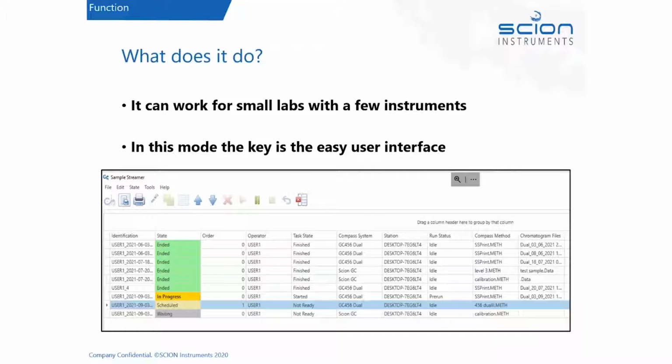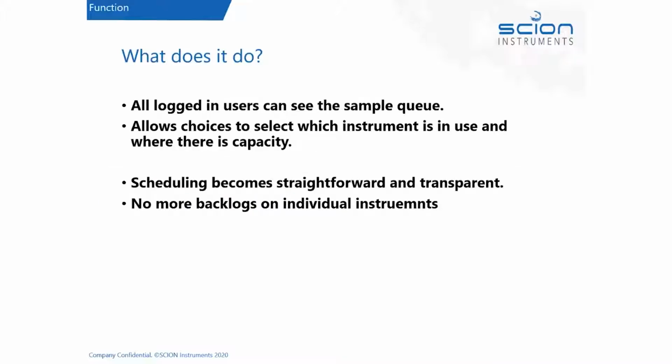So all logged in users can see the sample queue, allows you to select which instrument is in use and where there's capacity to change where the sample is going to be. The scheduling becomes very easy, very transparent. You then have no backlogs on a particular instrument causing you difficulties.